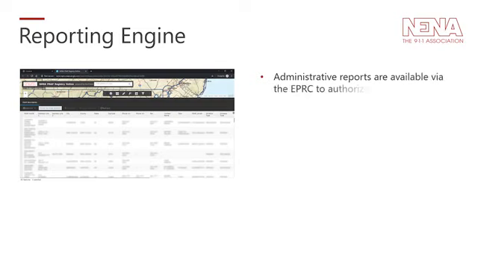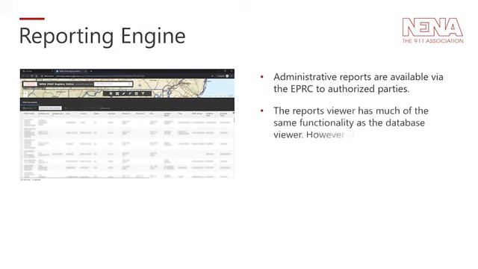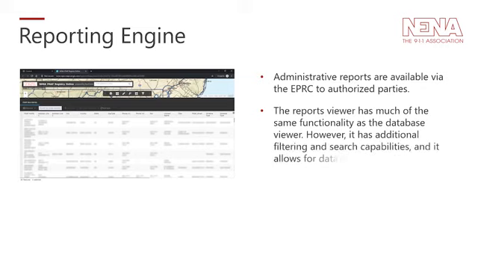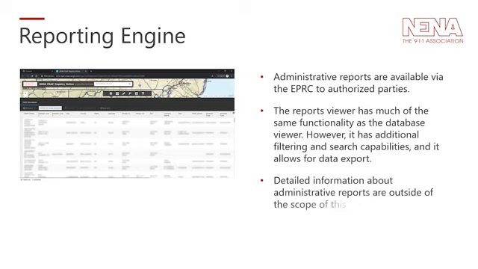Administrative reports are available via the EPRC to authorized parties. The reports viewer has much of the same functionality as the database viewer. However, it has additional filtering and search capabilities, and it allows for data export. Detailed information about administrative reports is outside of the scope of this training module.